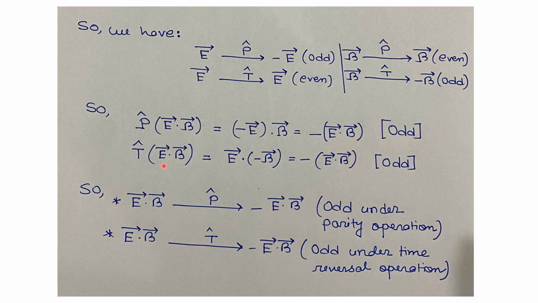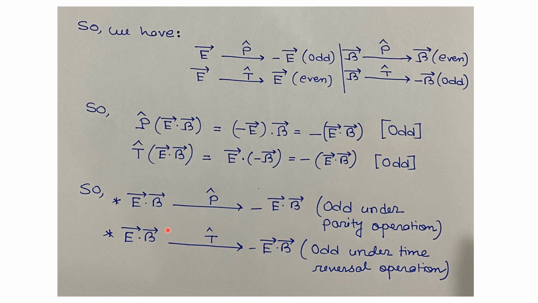Now we will operate the time reversal operator on this quantity E dot B. The time reversal operation will give E as E vector, so E will not change here, but the B vector will flip its sign, so it will become minus B vector. Effectively, we will get minus E dot B. So under time reversal operation, it is also odd.